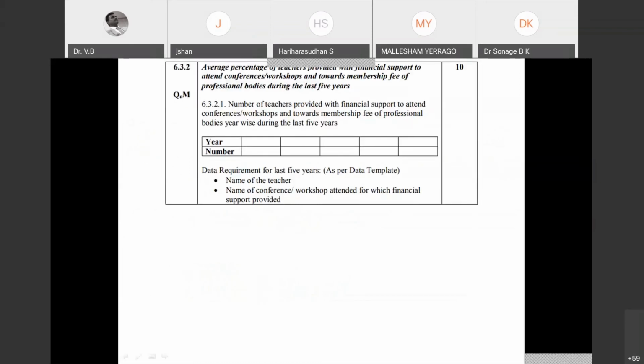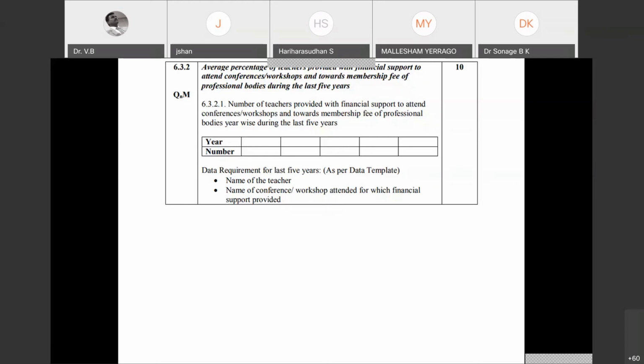The next one is an extension of the previous welfare scheme that was discussed. So here they are asking you the proof of that. That is the number of teachers who have been provided with financial support to attend the conferences, workshops, and in case they have become members of professional bodies like IEEE, IME, like that, then whether the institution is paying the membership fees for them. So here it's a quantitative matrix, which means a standard template is available in which the data has to be entered.